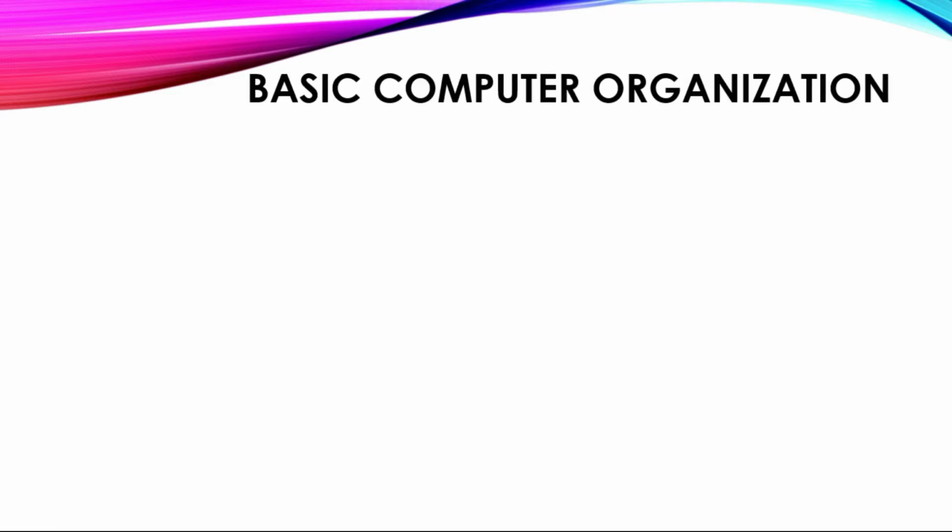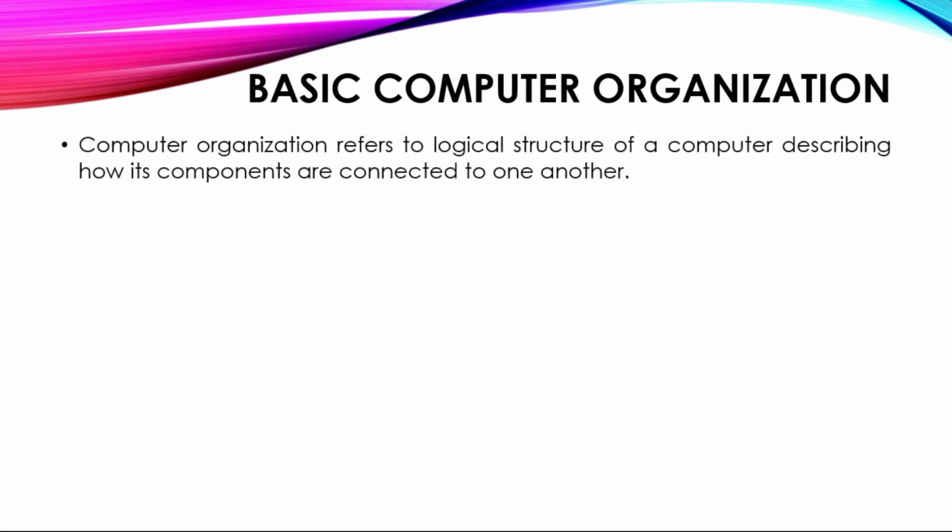Next is basic computer organization, that is what does a computer comprise of. Computer organization refers to logical structure of a computer describing how its components are connected to each other. Computer organization is nothing but how the components or how the parts of the computer are connected or organized with each other.